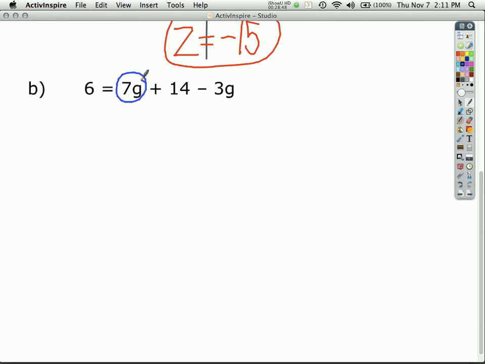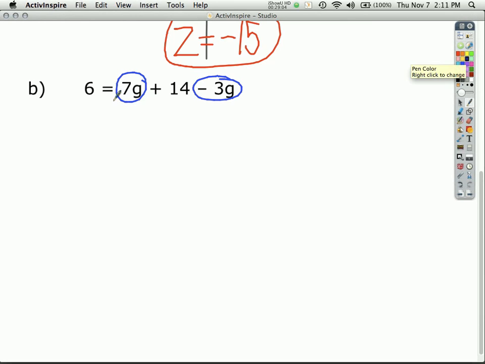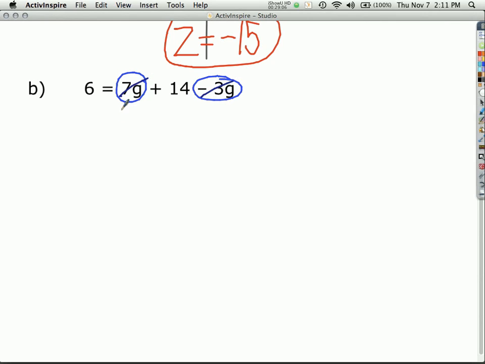We've got a positive 7g and a negative 3g. So we combine those two together, and what do we get when we combine them? Jedley? 4g. So these will disappear, and they become 4g. The 14 didn't get used, so we've got 14. And Chris, what can we simplify on the left? Nothing. So it's just 6.